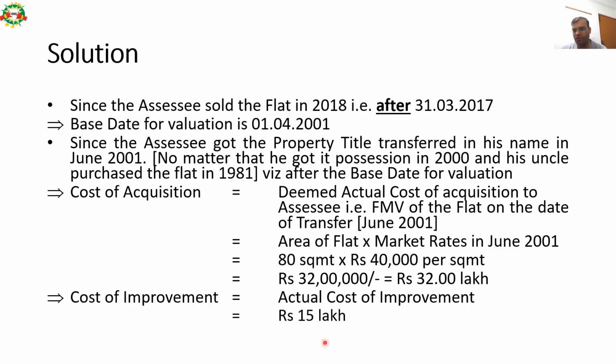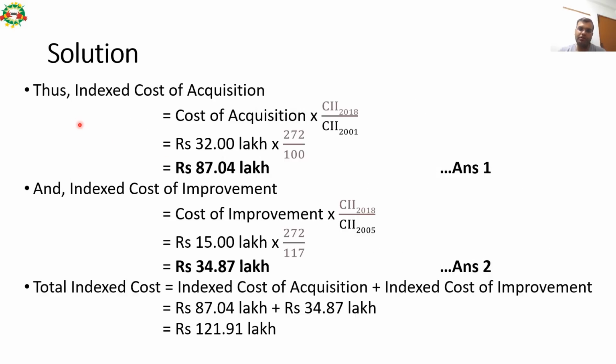So the cost of improvement is equal to the actual cost of improvement, 15 lakh rupees, since these two things both have been done after the base date. Now the indexed cost of acquisition is equal to the cost of acquisition multiplied by the cost index for the sale year divided by the cost index for the acquisition year. Here the acquisition year and base year are both the same. So 32 lakhs cost of acquisition, which we calculated in the last slide, multiplied by 272, the cost index for the sale year, divided by the cost index for the base year and acquisition year, which are both the same, so 100. So 87.04 lakh is the indexed cost of acquisition in this case.